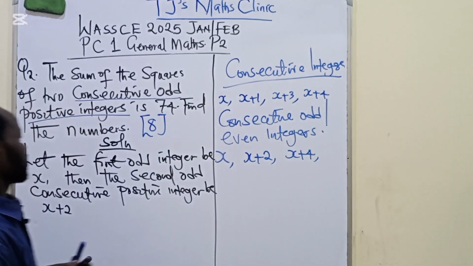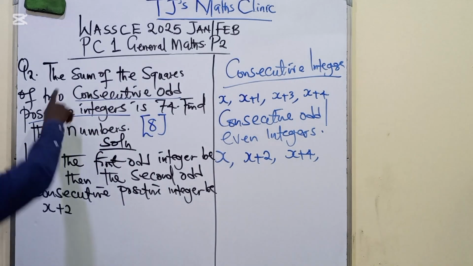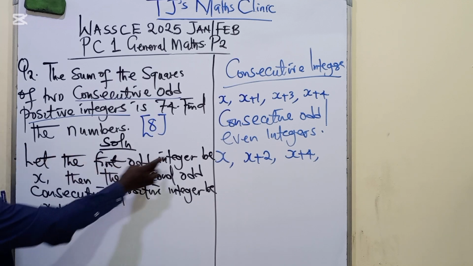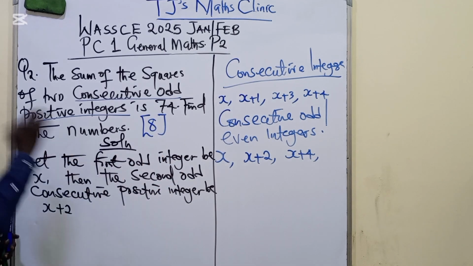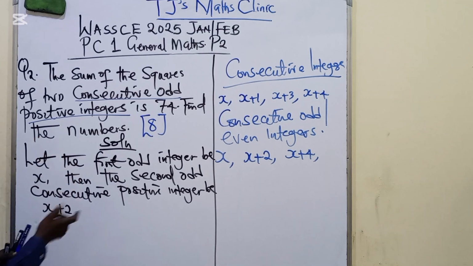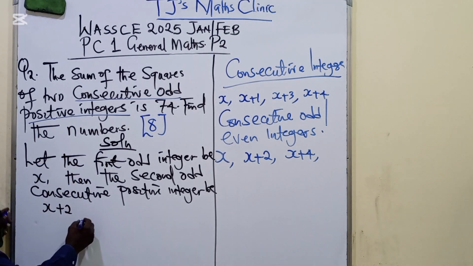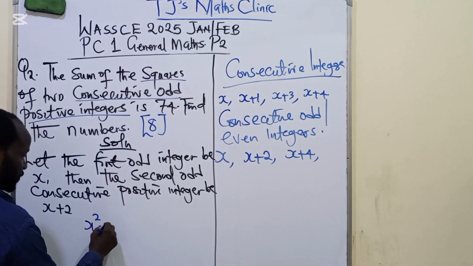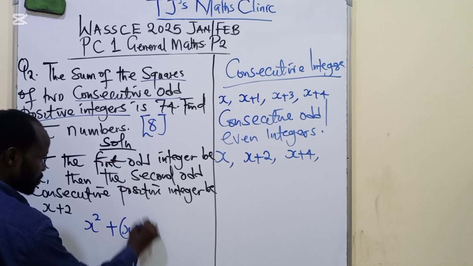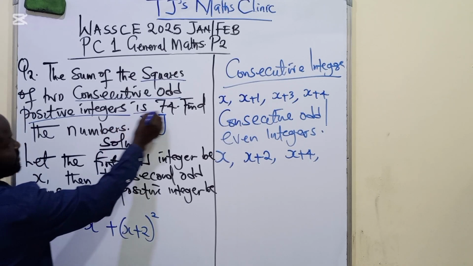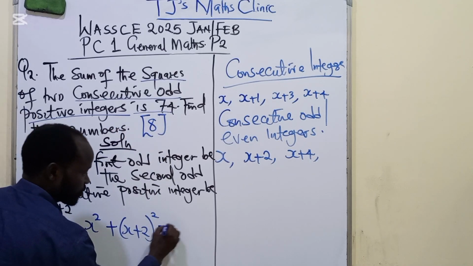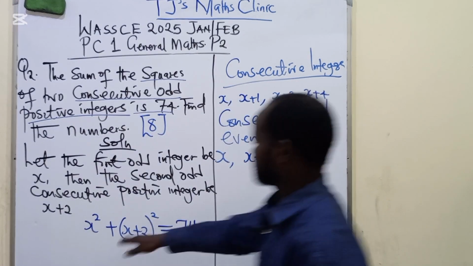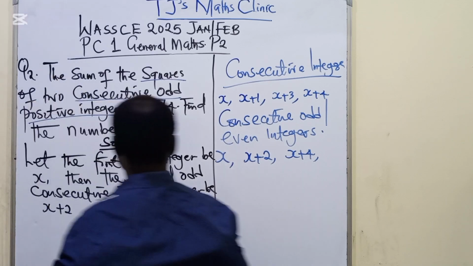Very important. Okay. Here the question is the sum of the squares. So meaning we have to square the first positive odd integer and square the next positive integer that is odd. So it will be x squared, because the question says square, plus x plus 2 all squared, is equal to 74. So this is the interpretation. Very important. So from here, we can resolve this.